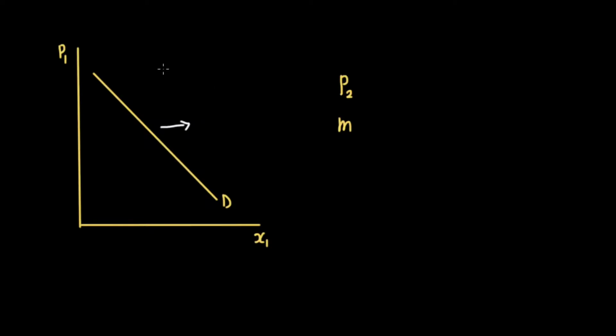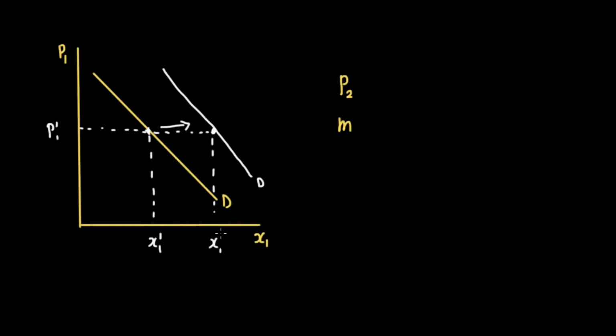So he'd have a new demand curve over here. And this shows that now at the same price point, let's set a P1 prime here, at the same price point, he now consumes more of good one than before. So from x1 prime here, he now consumes at x double prime because of his increase in allowance or budget.